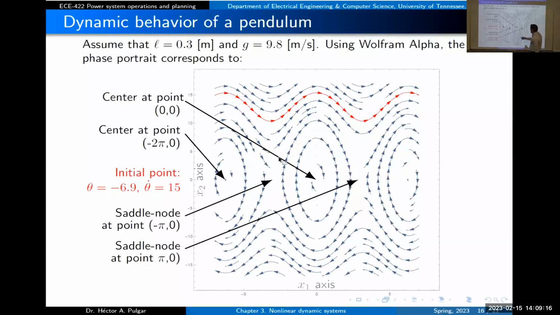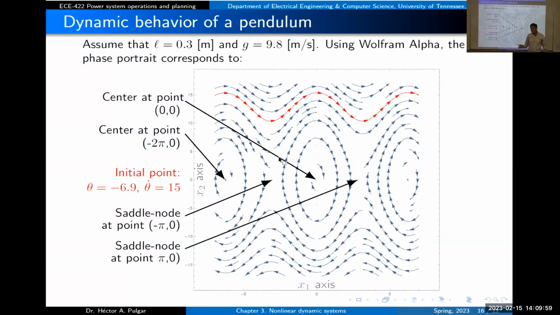So you can see here, if you start the pendulum somewhere here in this trajectory, you will see that the system will be trapped there and oscillate forever. If you have an initial speed, for example, in this case, the position of the pendulum is back here. If this is 0, the point here for theta is negative 6.9. The initial speed of this is going to be 15 radians per second.